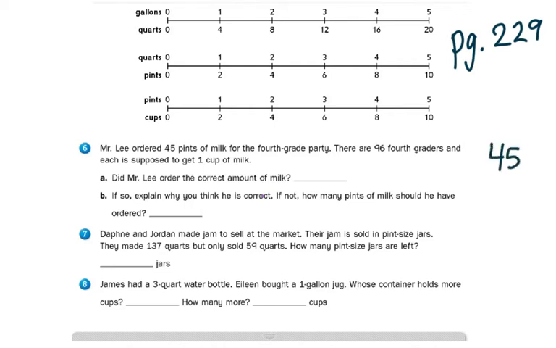Now we don't have pints to cups all the way up to 45 here. It goes up to 5. But we know that for every pint, we have 2 cups. So if we multiply the 45 pints times 2 cups in each pint, we'll see if there are enough for the 96 4th graders. Would you please pause the video and multiply 45 times 2 and then turn the video back on?